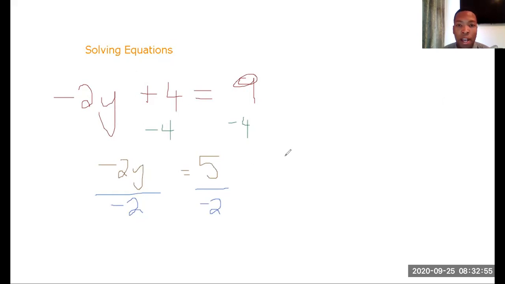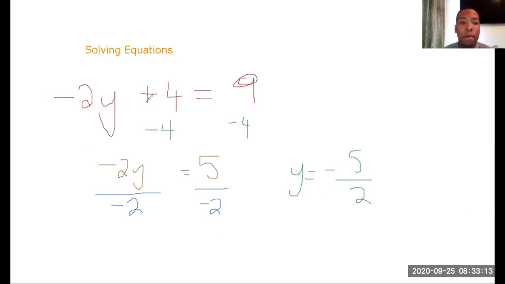So then y is equal to negative 5 over 2. So then my answer is y equals negative 5 over 2.